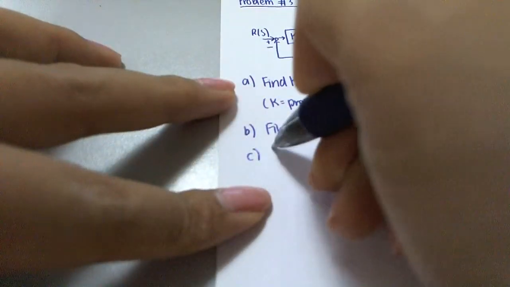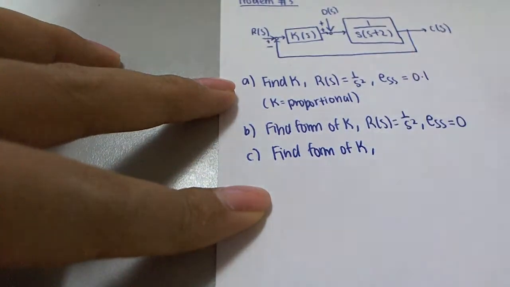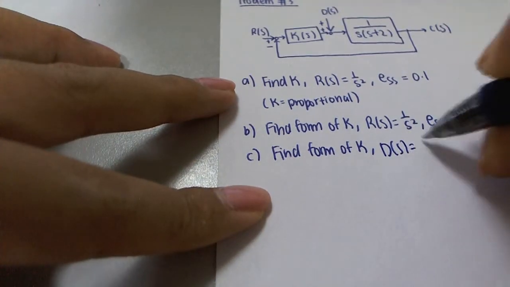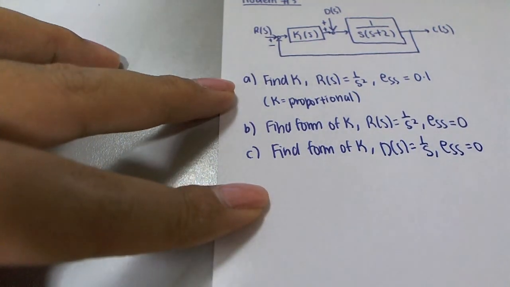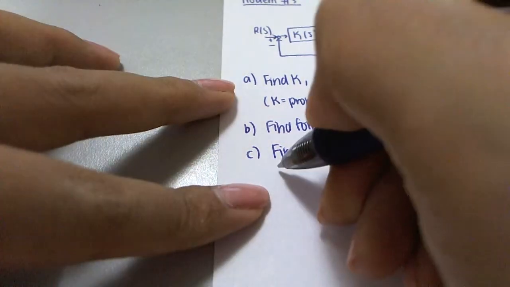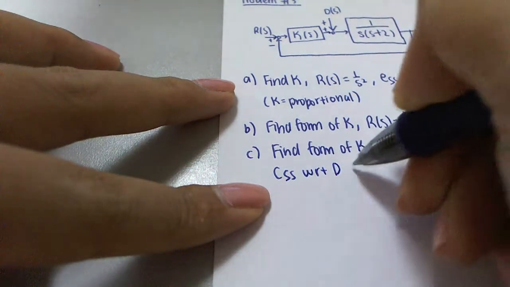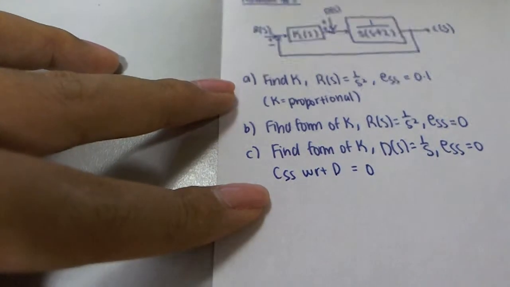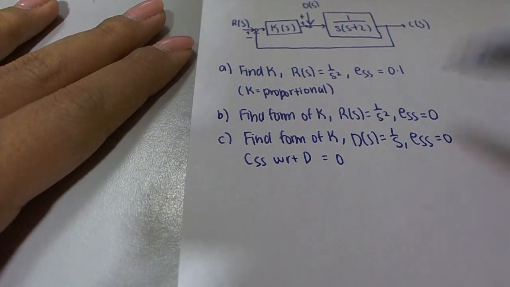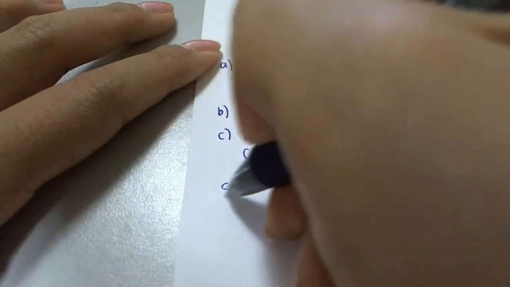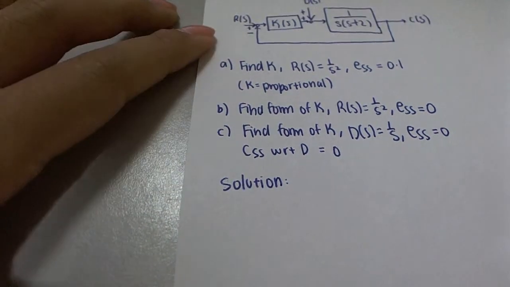And then the last part, find form of K such that for a disturbance input of a unit step, we get steady state error equals to 0. Or in other words, the steady state output with respect to the disturbance is 0. So let's solve for the first part.